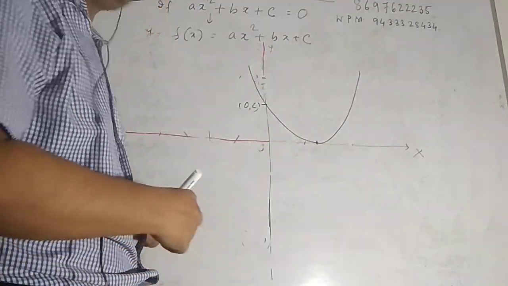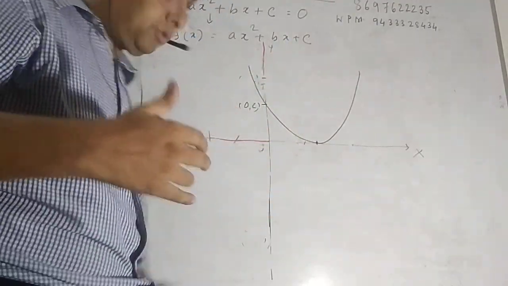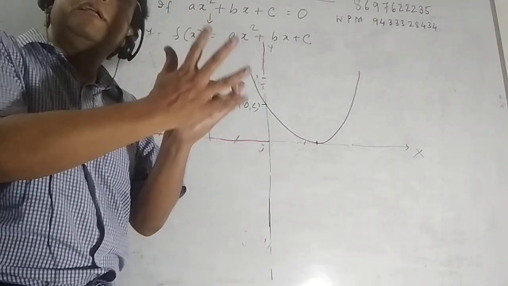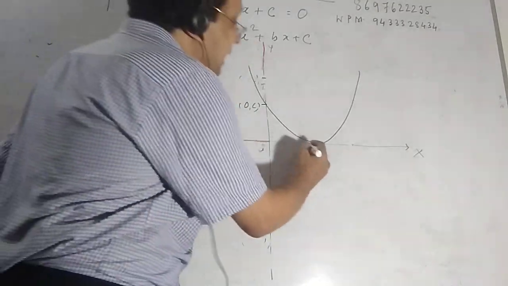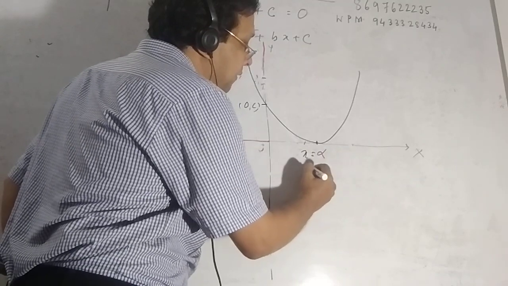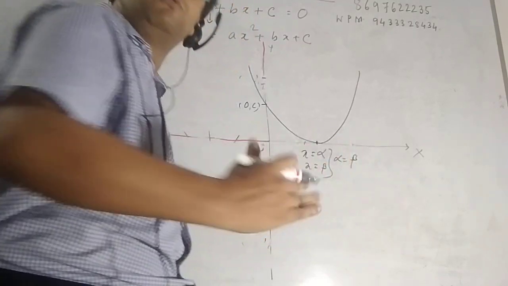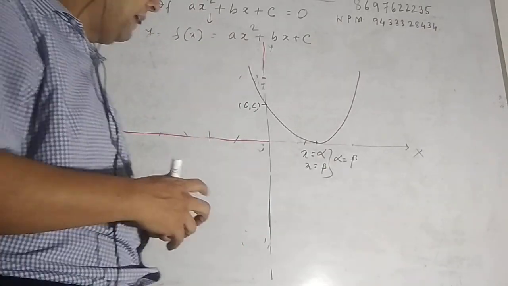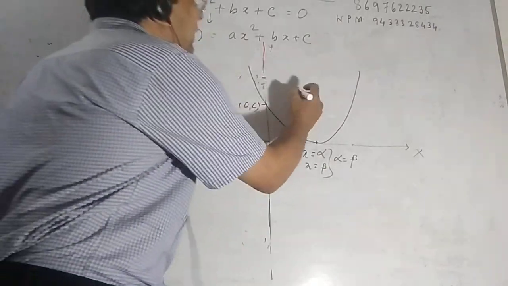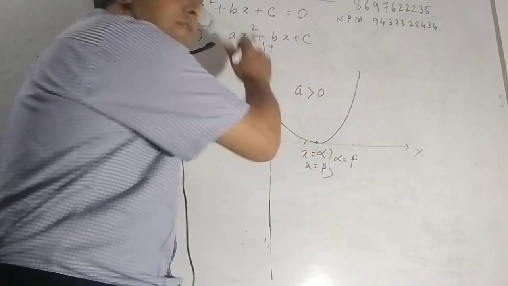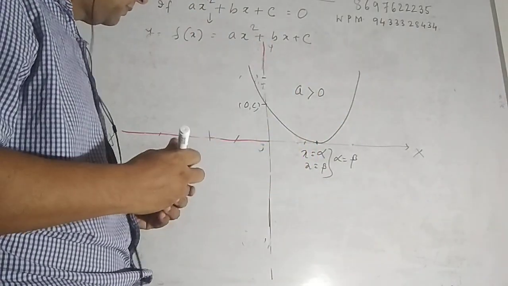So here we get equal roots, that is, the quadratic function is a perfect square. Here x is equal to alpha and x is equal to beta, alpha is equal to beta. Both the roots are equal, and hence we get this type of thing. But here also a is positive, because it is U-shaped.